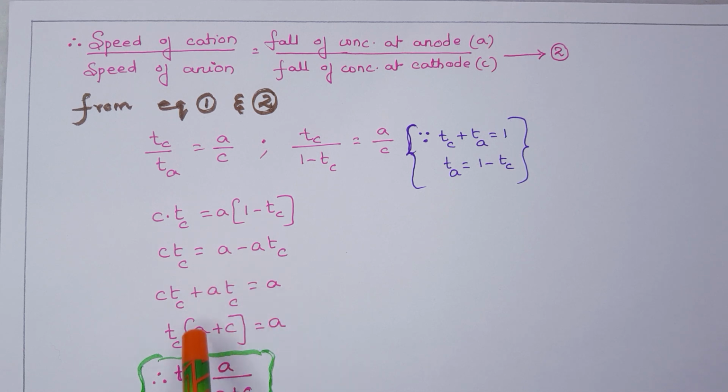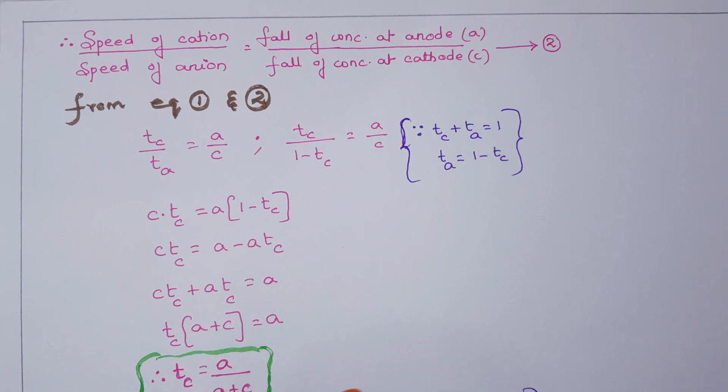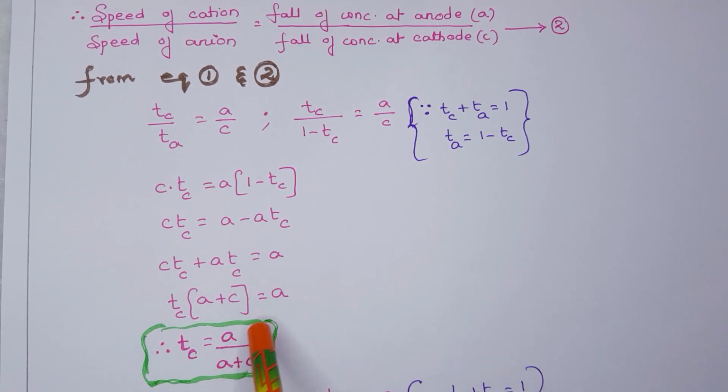Okay students. Now Tc, we can take Tc common out. So Tc into what is there inside? Now C plus A or A plus C. So Tc into A plus C is equal to A. Therefore Tc is equal to A by A plus C. Put it in a box.